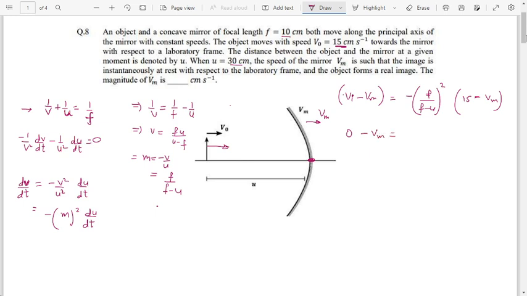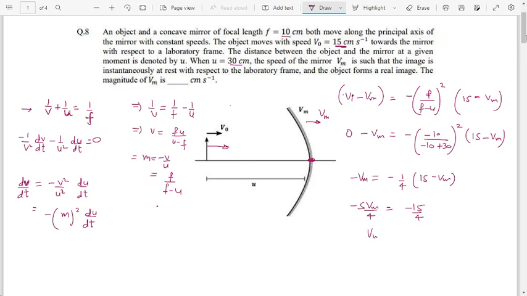minus vm. This focal length will be -10, and again this is -10. The value of u is -30 at the shown instance, so we will put this as -30. So this will become 15 minus vm, right? Now we can say that this is nothing but minus vm into -10 upon 20, so this will become -1 by 4, into 15 minus vm. So effectively this becomes minus 5 vm by 4, and this is minus 15 by 4.